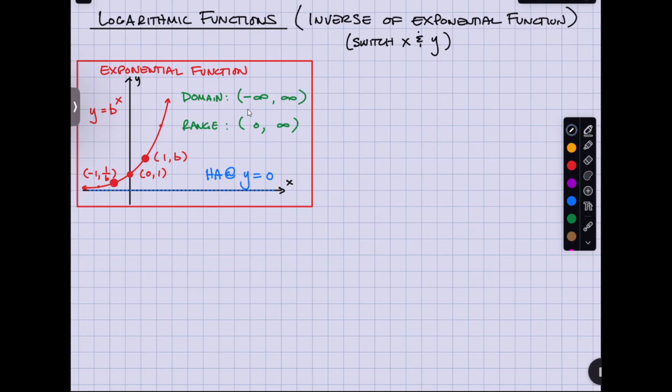All right, so again, I put the exponential function here as a reminder of what we learned when we did the exponential function. Do you guys want some time to write down the critical things there?